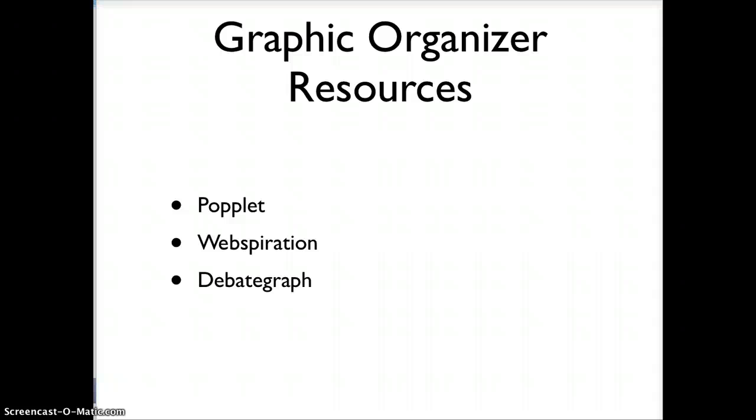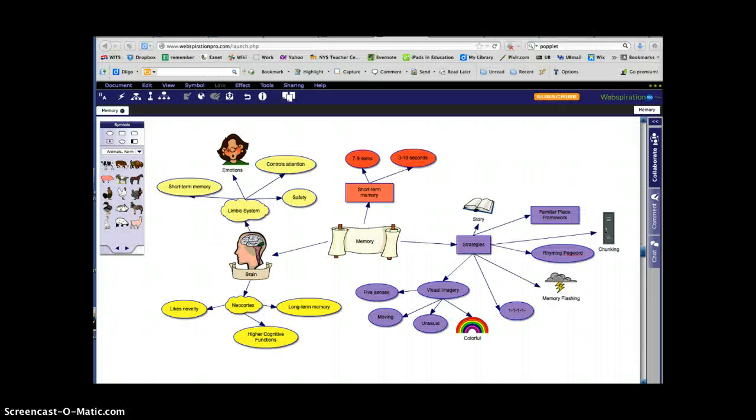I'm going to show you 3 of them. Here's my favorite. It's called Webspiration, and it's made by the company that makes Inspiration, which was very popular, used on the computers. So we're kind of getting away from computer software now and looking at web-based software. So they came up with this Webspiration. You do need to subscribe to it. You can get a 1-month free subscription, but it is an amazing graphic organizer tool.